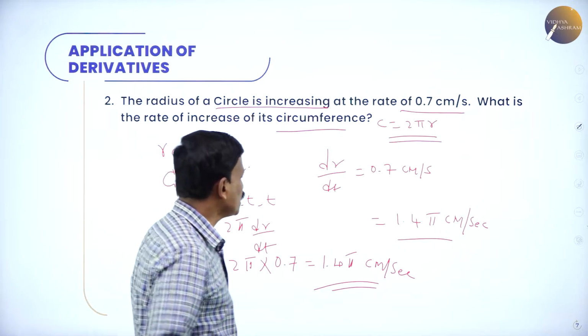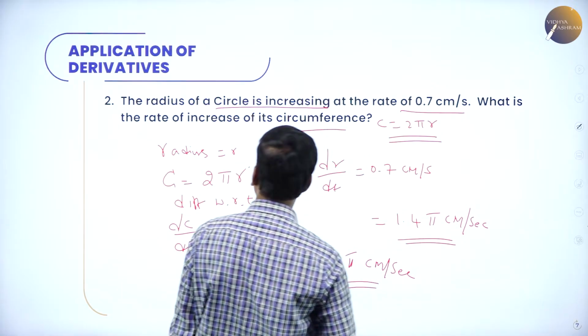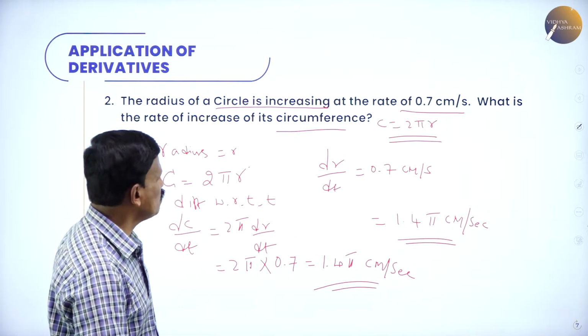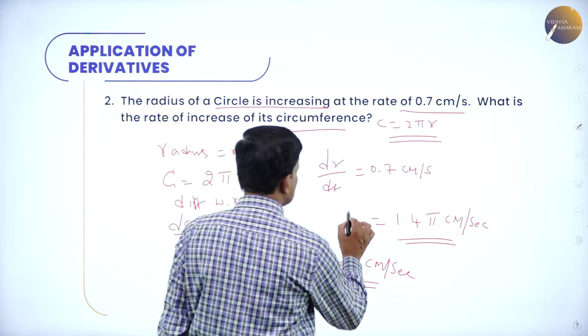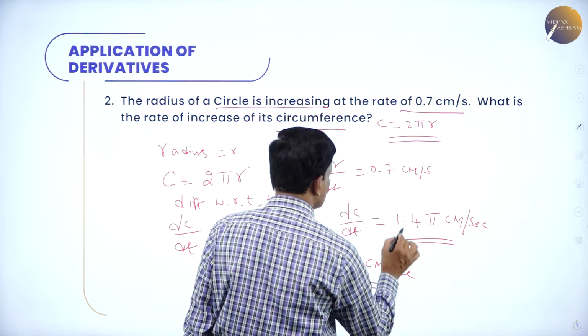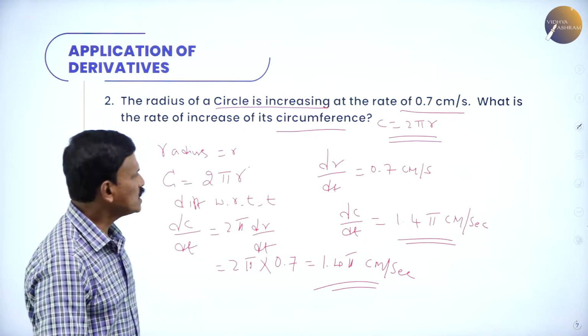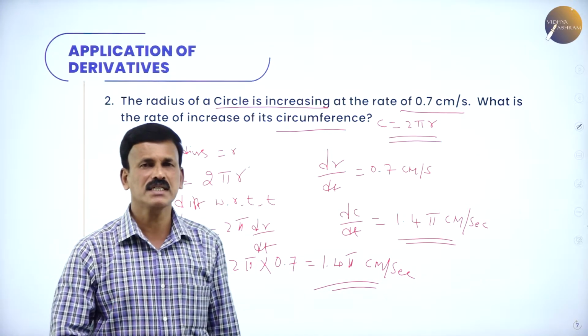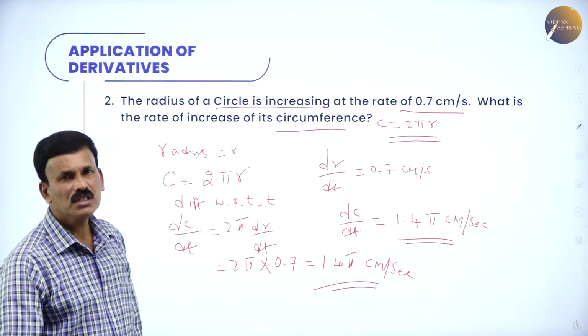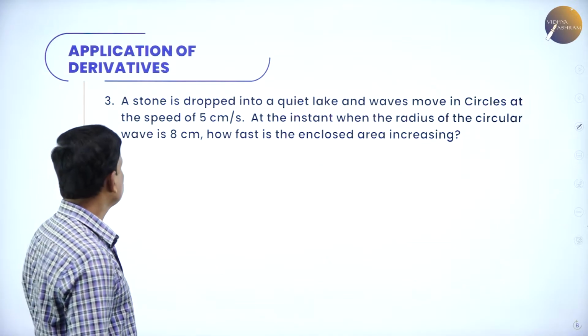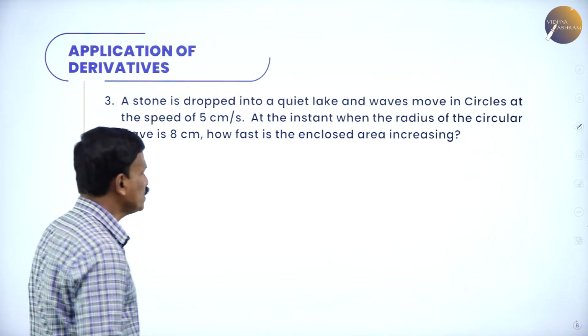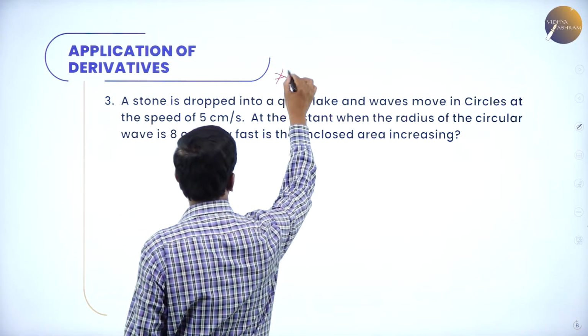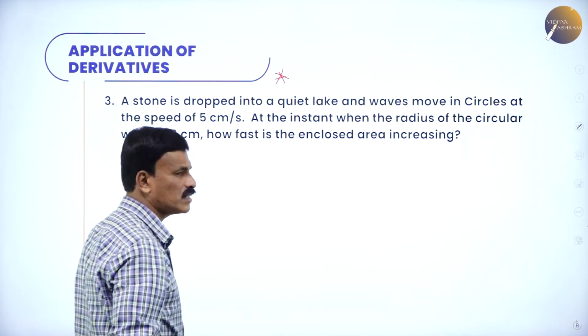So the rate of increase of the circumference, dc by dt, is equal to 1.4 pi centimeters per second. This is the required solution. Now let us come to the next problem. This is again a very important problem. These are all very important problems for 3 marker questions.